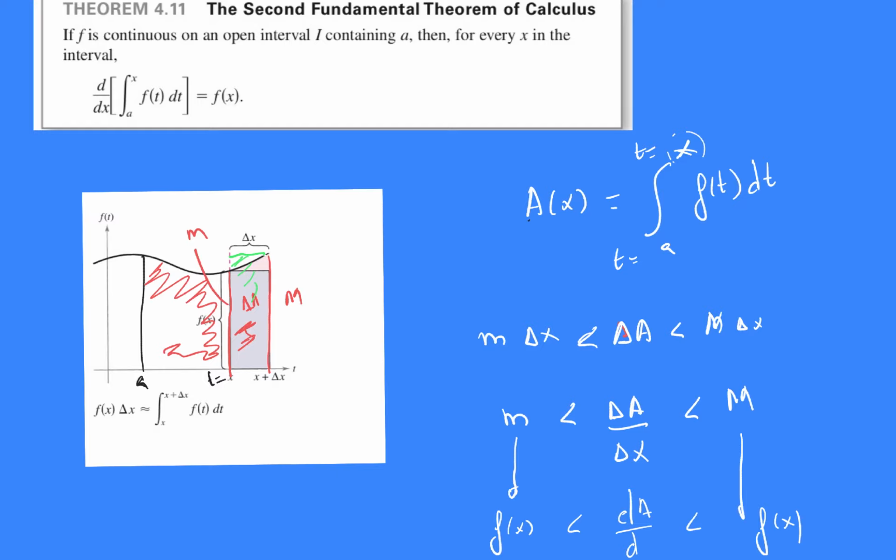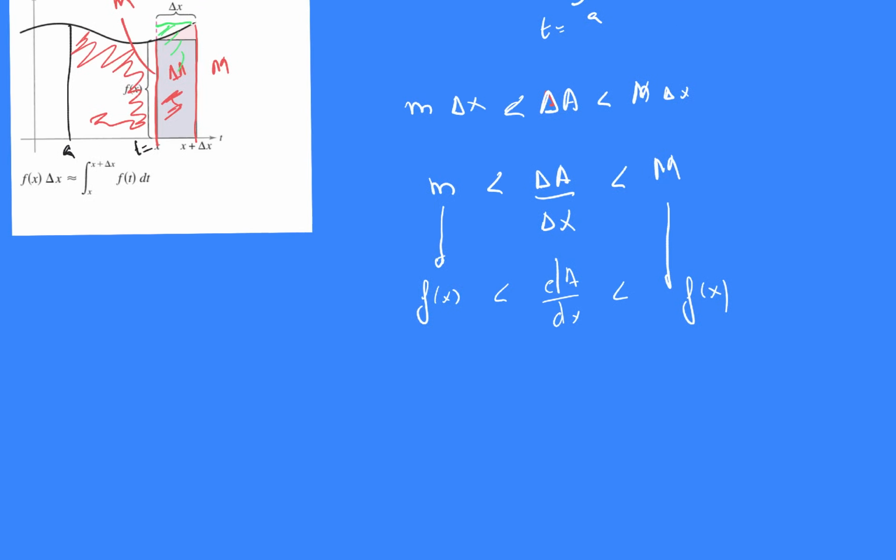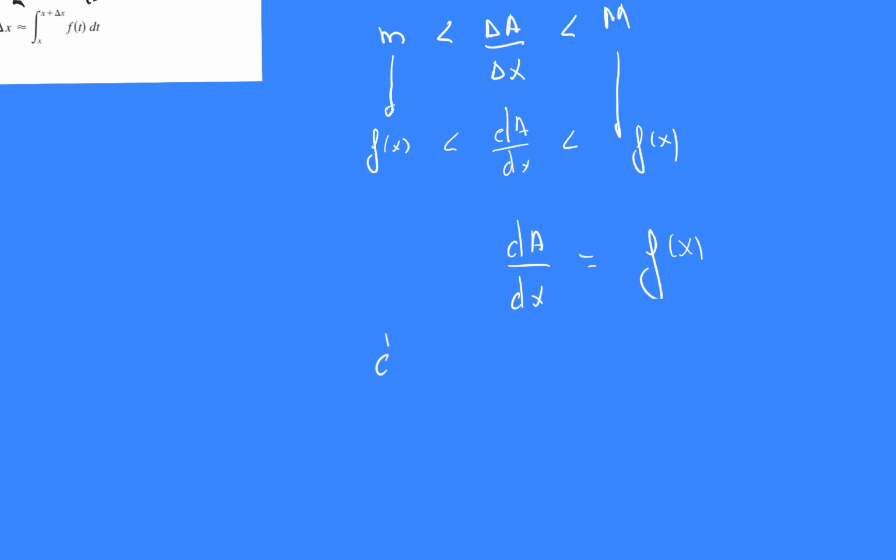So in the limit when delta x tends to 0, this is the derivative of A with respect to x. So I have no way to say that the derivative of A with respect to x must be f of x, because if it's smaller than f of x and bigger than f of x, the derivative of A with respect to x has to be f of x. But what is A? What is the area? It is the integral from a to x of f of t dt. So the derivative with respect to x of the integral from a to x of f of t dt is equal to f of x. And this is the proof of the second fundamental theorem of calculus.